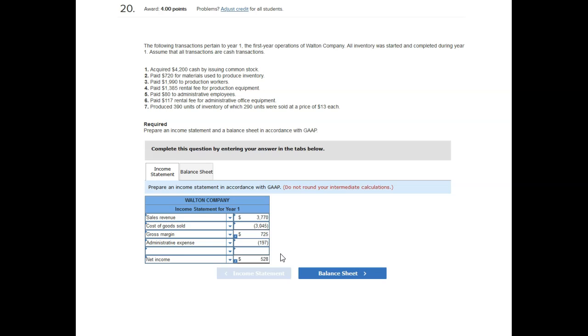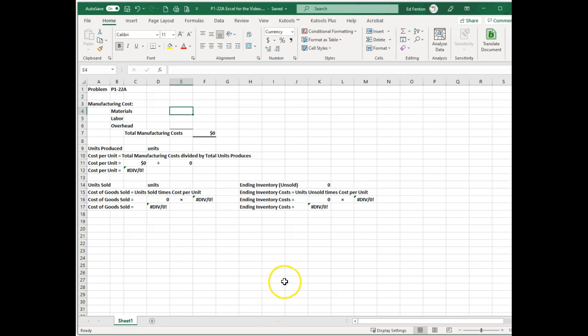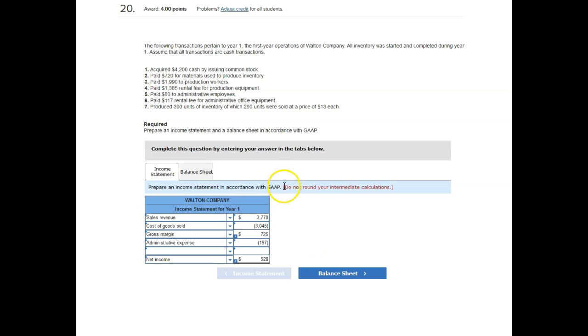What I've done is, in an Excel spreadsheet, I've already typed a lot of this information in. I'll plug in the numbers to show you how to compute the numbers you need for both the income statement and the balance sheet. Let's go back to here.